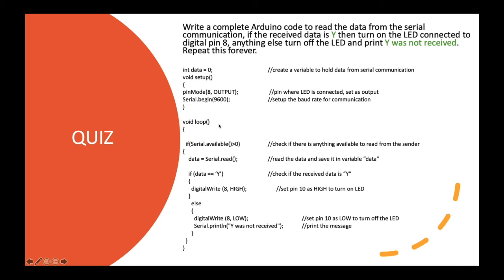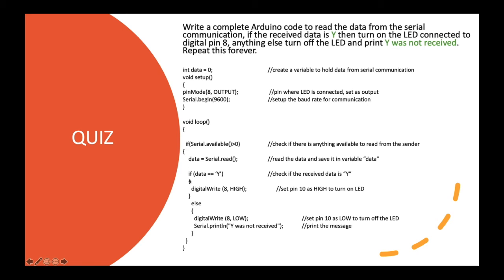So before all that, you have to know if there is anything available to read. So that is done with the help of the Serial.available function, right? So Serial.available, if this value is greater than 0, that means there is something available for you to read. Now, within this curly bracket of the if statement, you will read the serial data using the Serial.read function and store that data in the data variable, right?